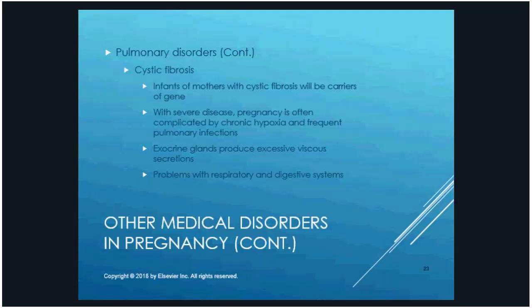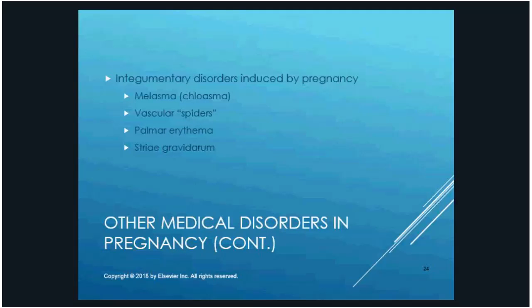Other pulmonary disorders include cystic fibrosis. Infants of mothers with cystic fibrosis will be carriers of the gene. With severe disease, pregnancy is often complicated by chronic hypoxia and frequent pulmonary infections. Exocrine glands produce excessive viscous secretions, and they also have problems with the respiratory and digestive systems.